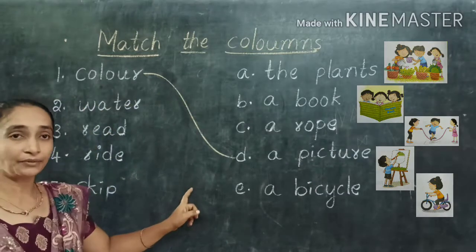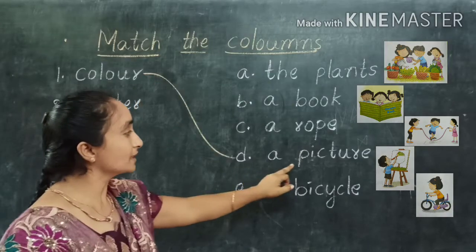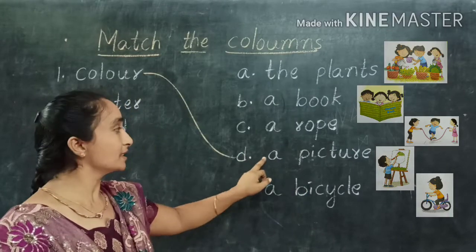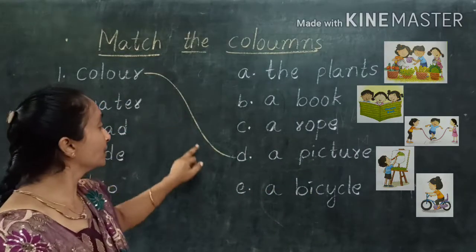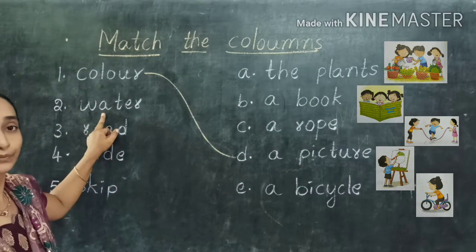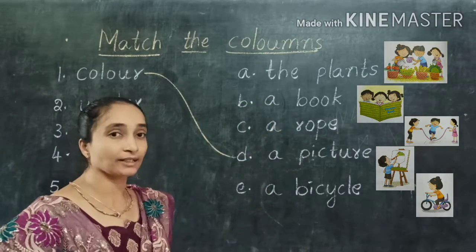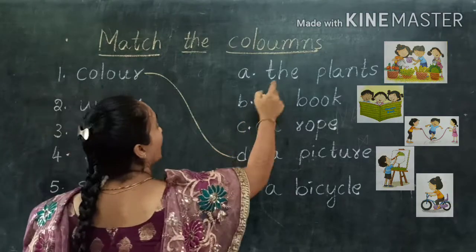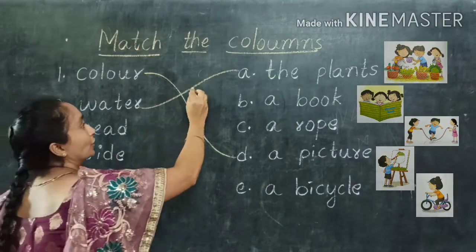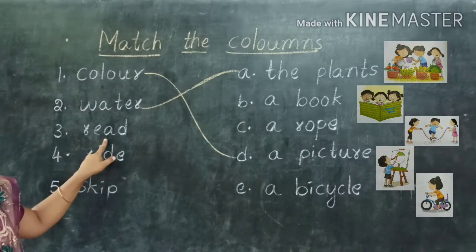The first one we have already completed in our textbook, color. So color means the answer is a picture. Color a picture. This is the answer for this. You can draw a line with the pencil. The second one is water. What will we do with the water? The plants, a book, a row, a bicycle. So the answer is the plants. Water the plants. From here you can draw the line up to here. Water the plants.